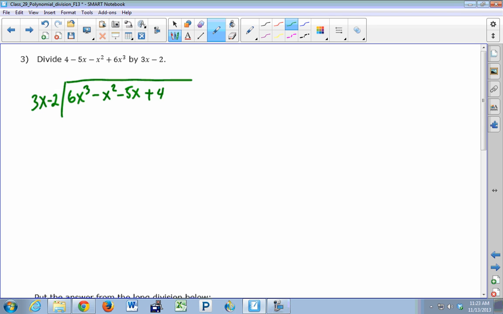Okay, so we start with our 6x cubed, and we divide it by our 3x, and what does that give me, Ricky? 2x, right. So where do I put the 2x, Ben? Can you tell me where I literally place it? Is it 2x? Should be 2x squared, right? Because it goes above the negative x squared, right? So there we go. There's where we start our quotient. It's got to be a squared term. We figured that out before we started.